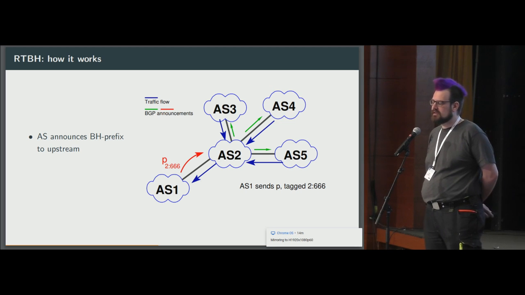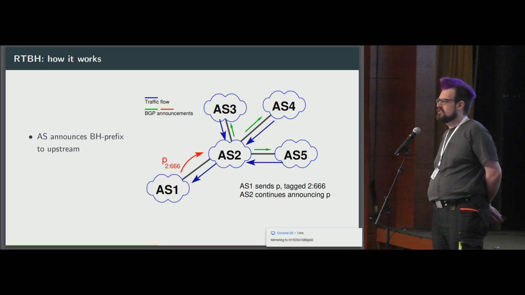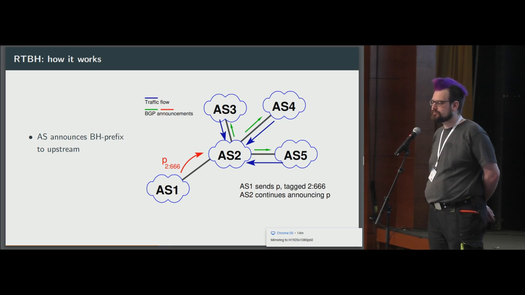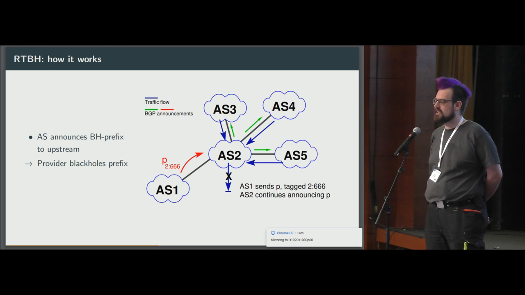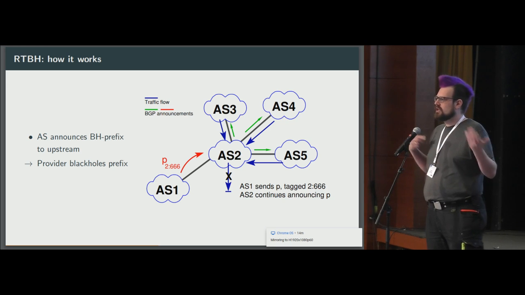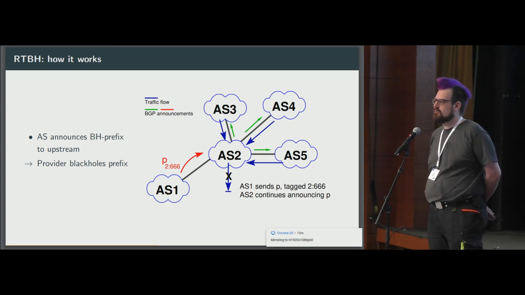So AS1 is announcing the prefix P tagged with the blackholing community to signal AS2 that it should drop traffic. AS2 is, of course, still announcing the prefix P to all its peers, but without the blackholing community. Now what happens is AS2 is now dropping traffic, null routing the traffic towards P at its border routers, and the link between AS1 and AS2 is relieved from the denial of service traffic and is usable. So you sacrifice parts of your network or parts of the prefix IP addresses to still keep all of the other prefixes and the servers reachable. This is how it should work.